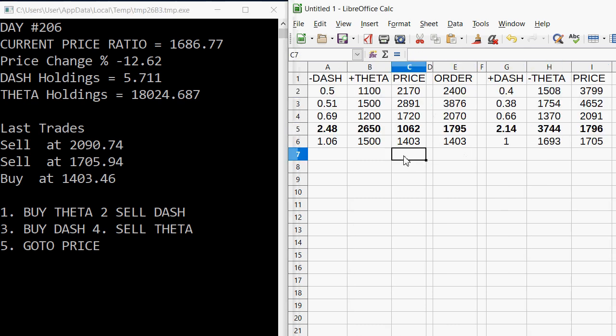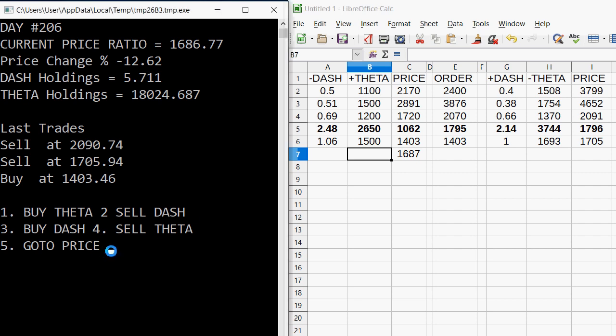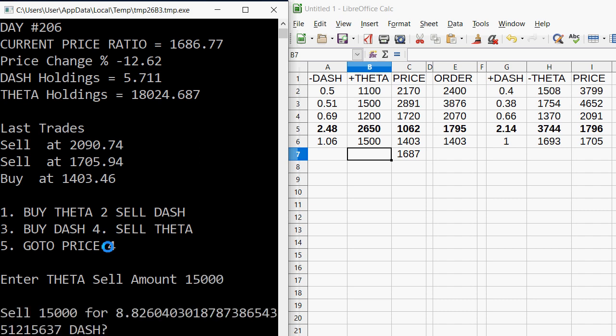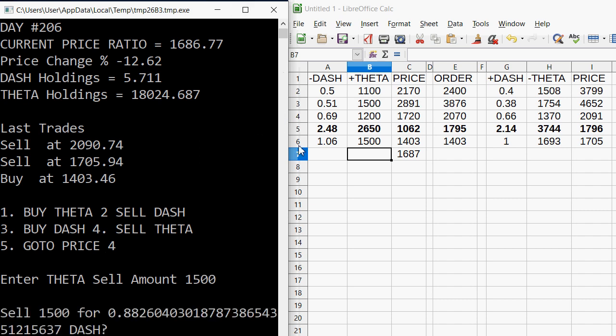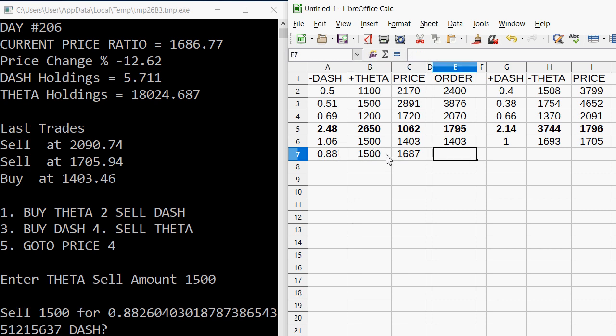So therefore let's put in the price of 1687. And in such, let's think of how many. Okay, it's 10%. So pushing the right number with theta. What does 15,000 do? No, 1500. Yeah, let's do it. So we'll go for 0.88 dash on a 1500 trade.